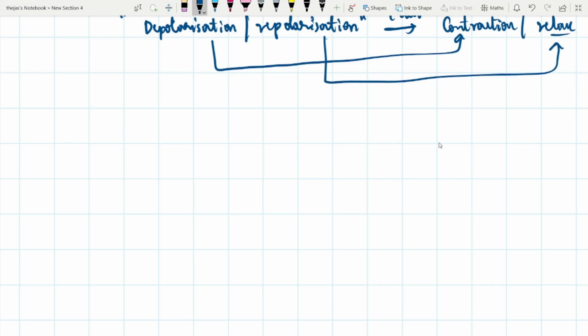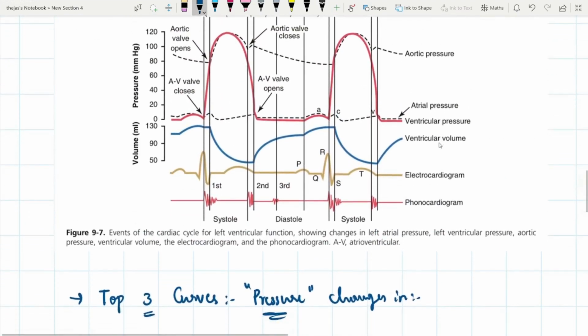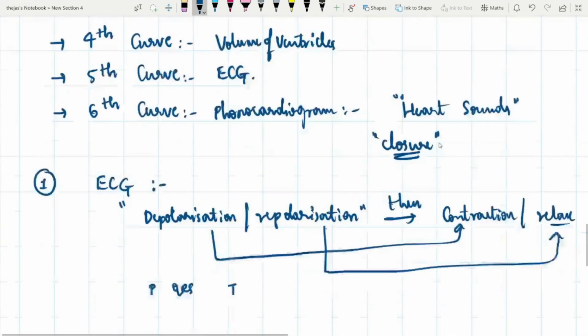And you know the waves of the ECG: P, QRS and T waves, right? Now I'll discuss each wave. So let me discuss the P wave first.